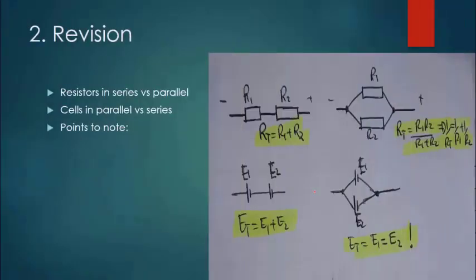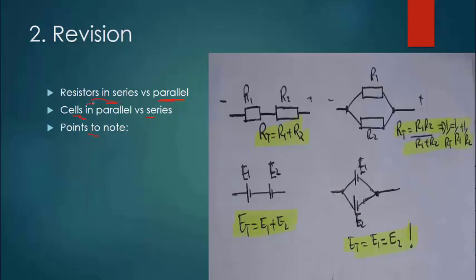So part 2, we are going to revise a little bit of what we have carried through since the first day we knew what physics is up to now. At O level, we studied various connections of electrical components. We know resistors connected in series, resistors connected in parallel. We know cells connected in parallel, cells connected in series. So there are points to note.